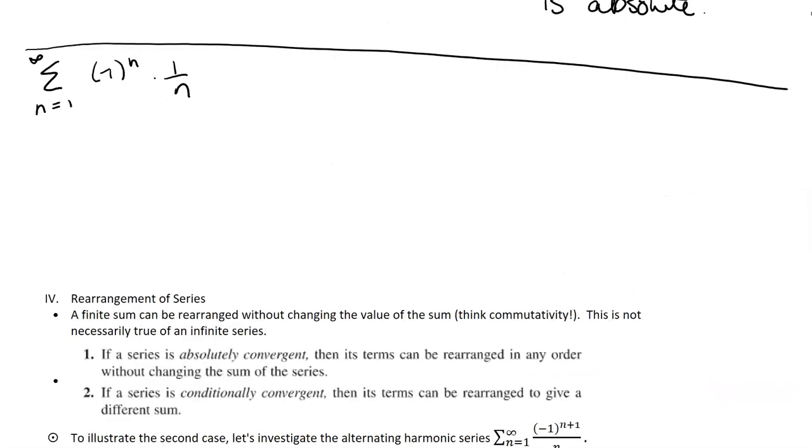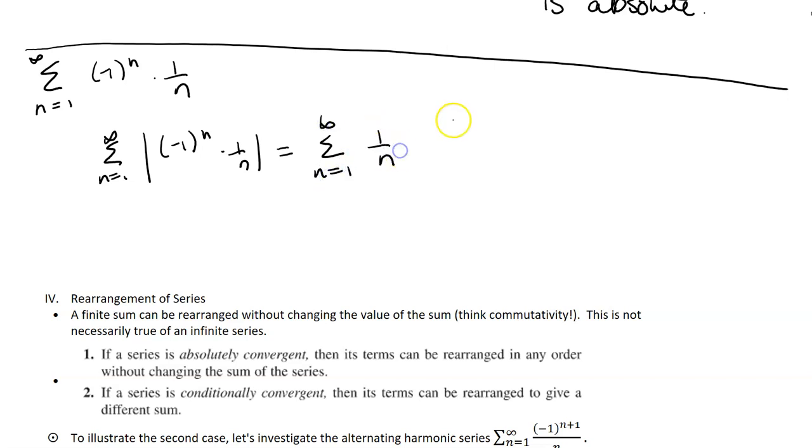And again, with the one that we were talking about earlier with the alternating harmonic series, if you were to take the sum from 1 to infinity of the absolute value of that, you would get the sum from 1 to infinity of 1 over n, which is the divergent harmonic series.